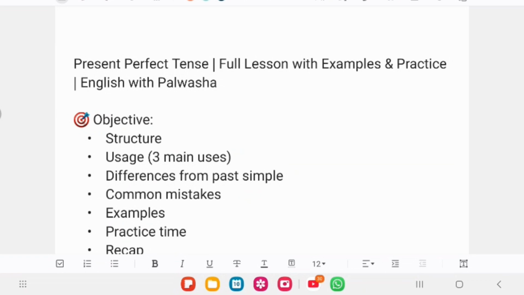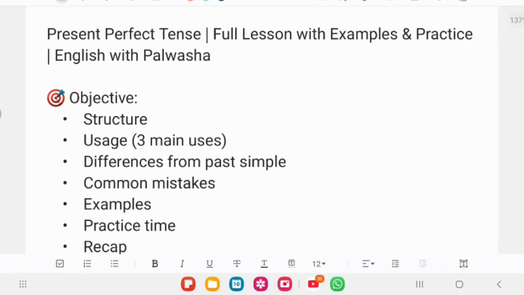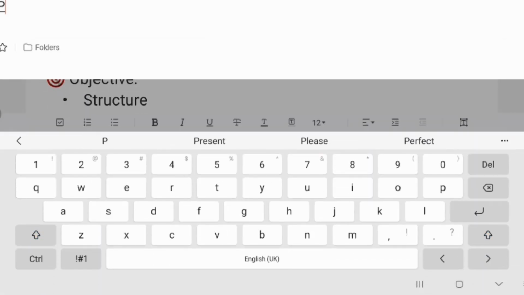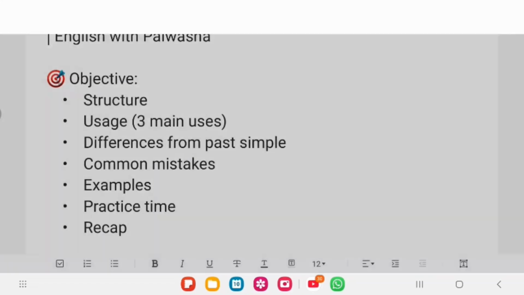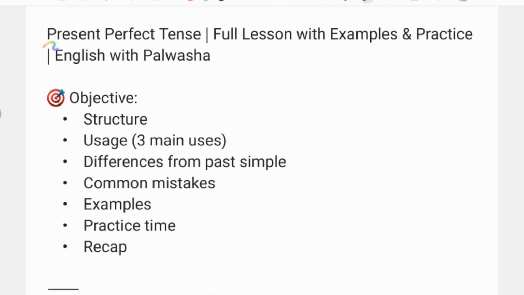Today we're going to learn one of the most commonly used tenses in English, and that is the present perfect tense. So first let's give a title on the top. It's present perfect tense, which we are learning today. Okay, fine. So let's start with it. By the end of this video, you will be confident using it in your everyday English, I'm sure. So let's begin. Now, what is present perfect tense?